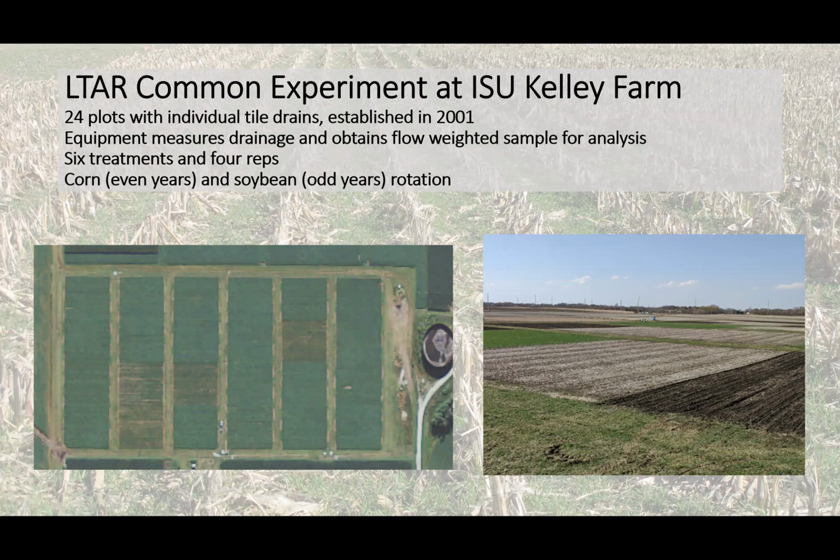There are 6 treatments out there and 4 replications of these plots. And corn is grown in even years and soybean in odd years. And so the aerial shot there shows the entire location. And then I've got just a photo here showing the individual plots that are out there. The plots are 40 rows wide, 40 30-inch rows of corn or soybean are grown out there.